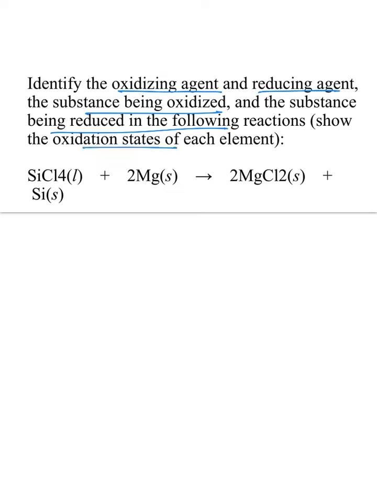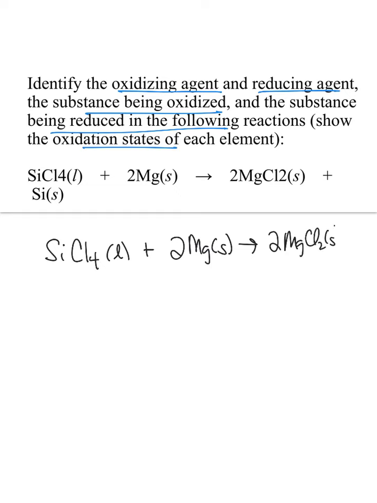Show the oxidation states of each element. Okay, there's actually 2 here, but you don't see the other one. We'll just go ahead and rewrite these. SiCl4 liquid plus 2 magnesium solid goes to 2 magnesium chloride solid plus silicon solid. Now, you have your rules, apply your rules.